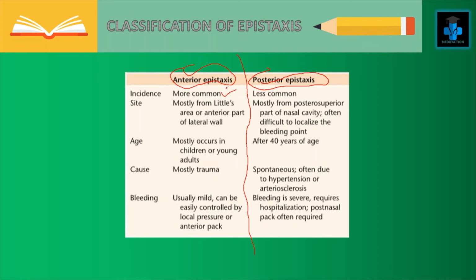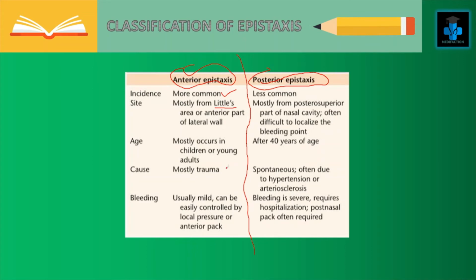The site for anterior epistaxis is mostly from the Little's area, which I have mentioned earlier, which is seen in the anteroinferior part of the nose. In the posterior epistaxis, it may be due to the posterior superior part of the nasal cavity, often difficult to localize the bleeding point since it's in the posterior part.